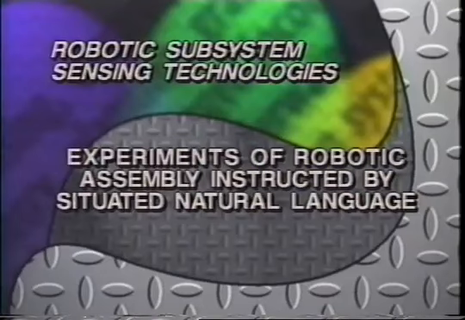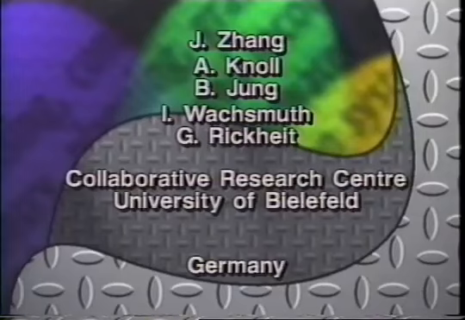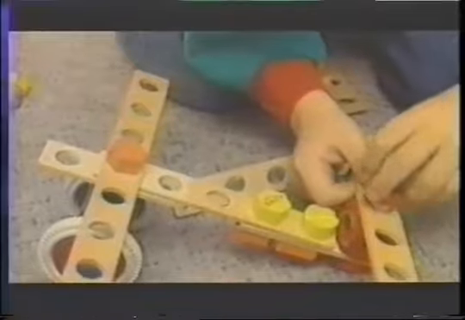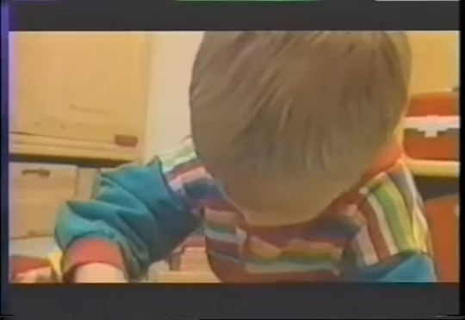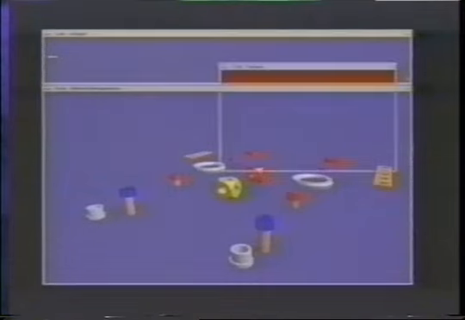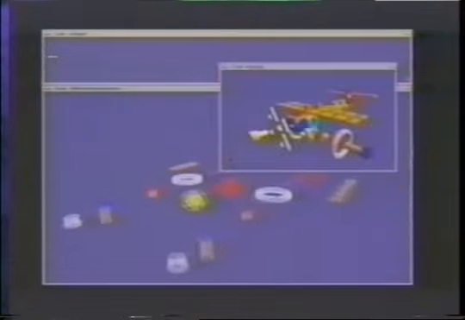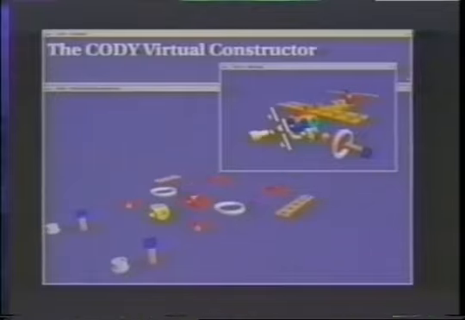Experiments of robotic assembly instructed by situated natural language. Germany. When solving complex assembly tasks in cooperation with a human partner, easy instructability of robotic systems becomes a key requirement. To make better profit of the ways humans communicate, we incorporate aspects of natural language into robot control.